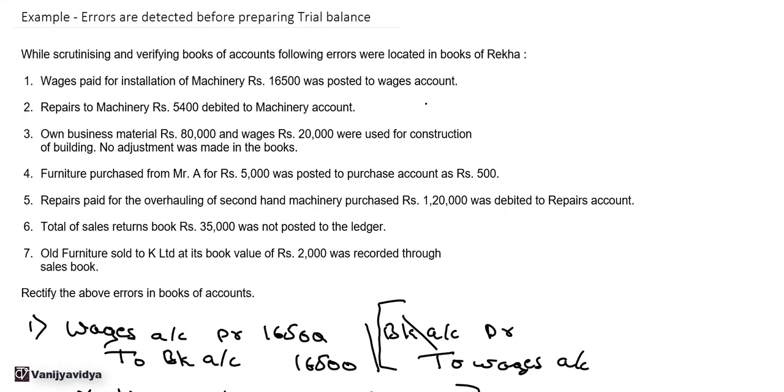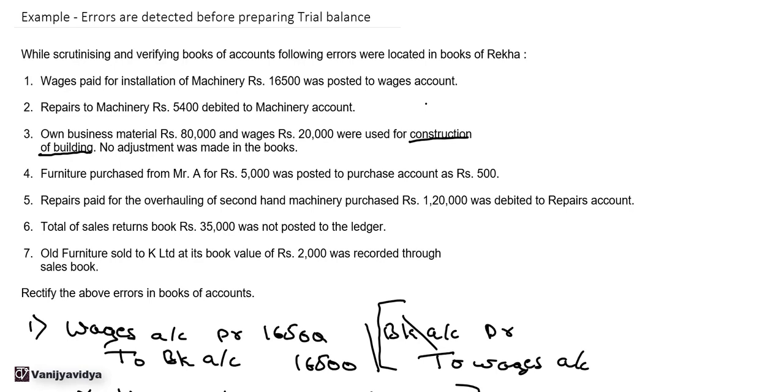3. Own business material of rupees 80,000 and wages rupees 20,000 were used for construction of building. No adjustment was made in books. Now this is error of omission, that there is some material and wages which was used for construction of building. Now we assume that this construction of building is construction of building for factory or for office. Okay, so in that own business material and wages were used.